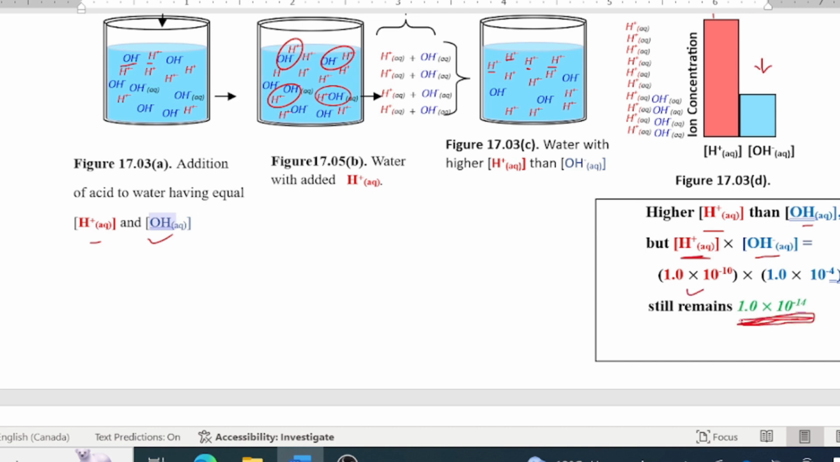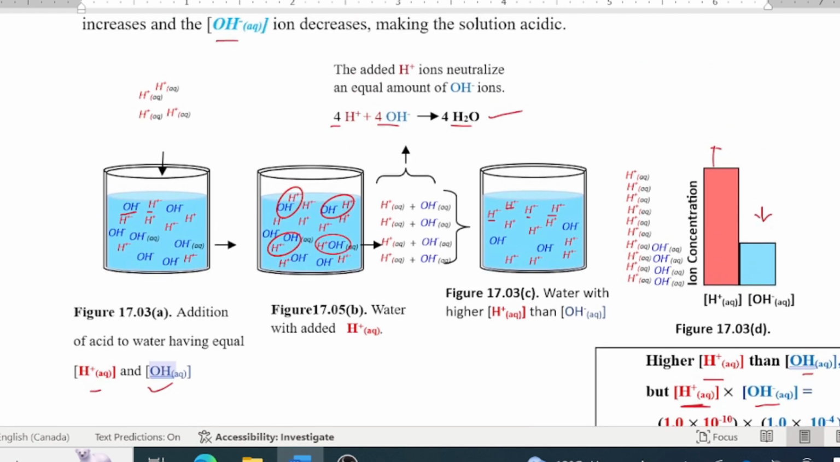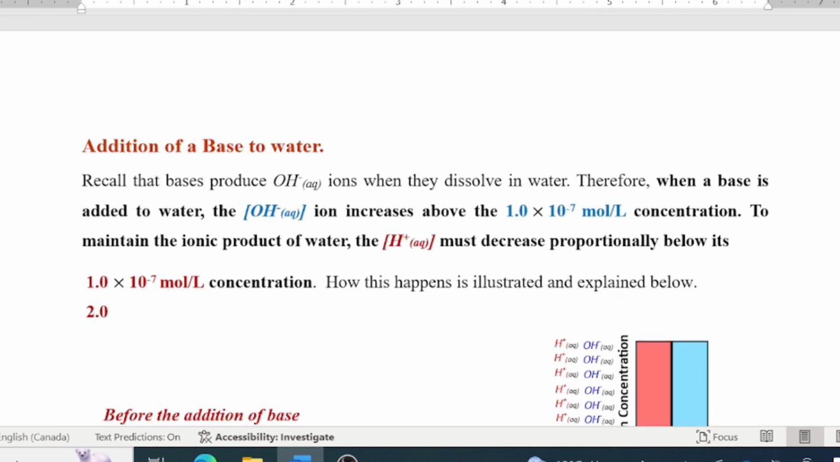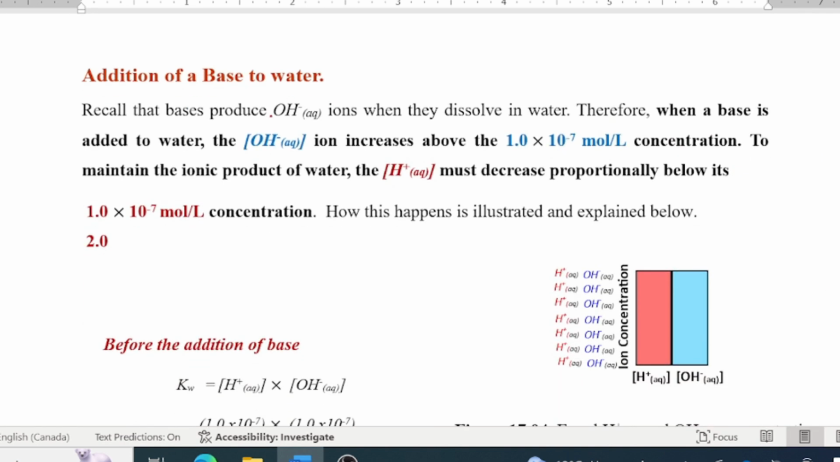This is the point. Never mind you're adding hydrogen ion to the water, that is increasing the concentration of hydrogen ions and lowering the concentration of OH ions, right? In the end, whatever values you end up with for H plus ion and the OH ion, when you multiply these, you will still get 1 times 10 to the negative 14.